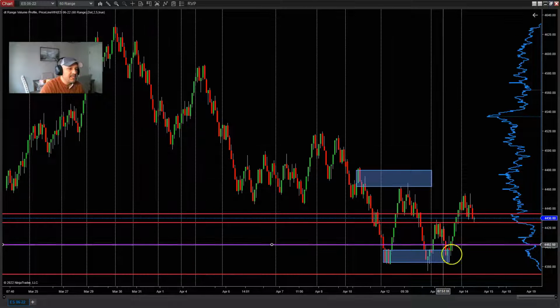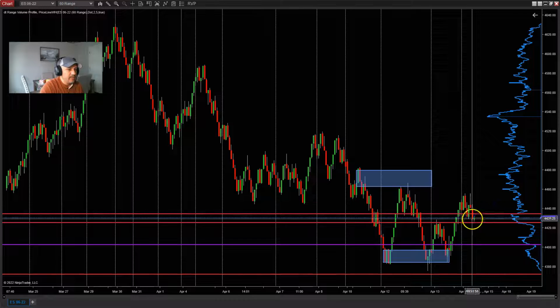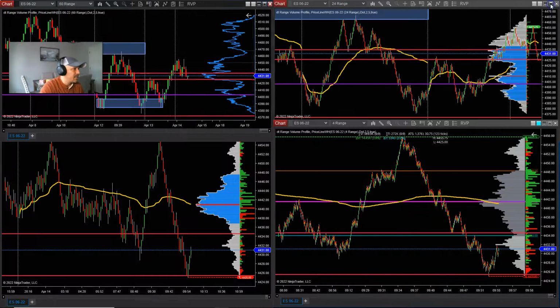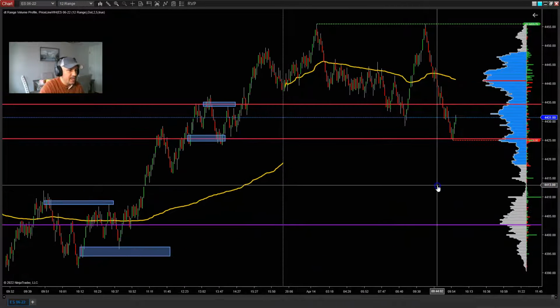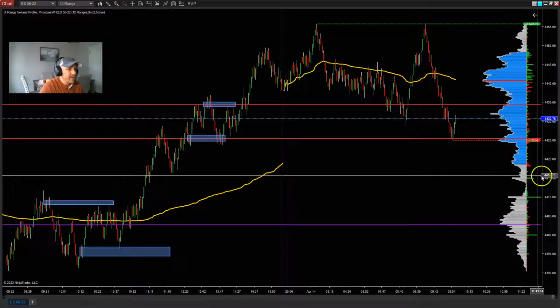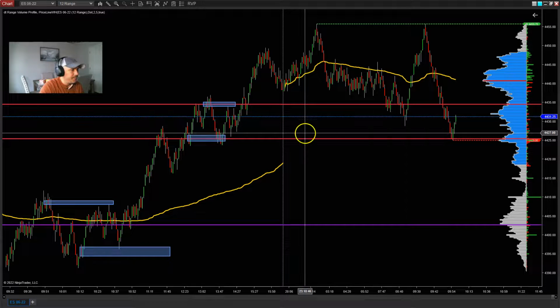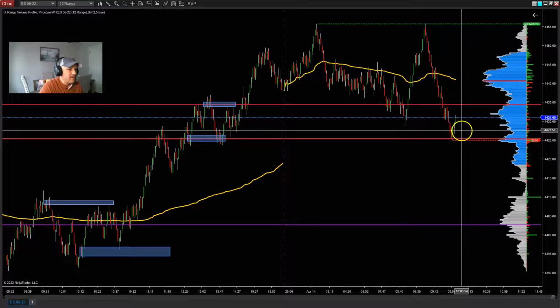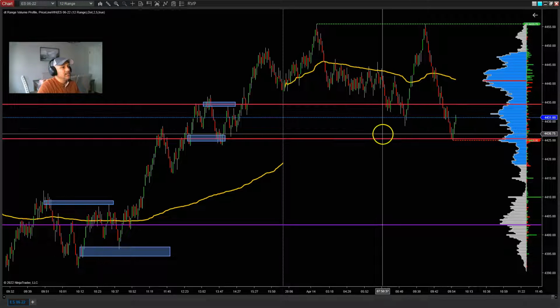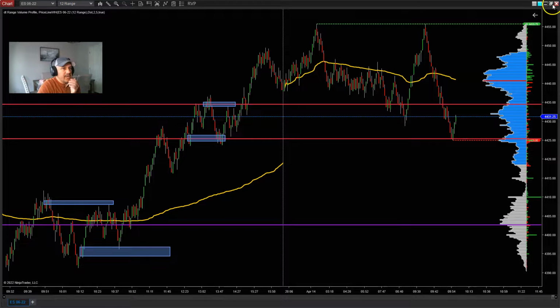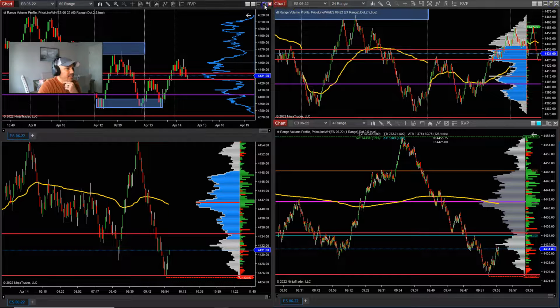So right now, price is at a key area of support. You can see it right here. It is kind of bouncing. So we'll take a look at the 12 range chart and just see what we've got going on here. What I want to see now is price breaking structure to the upside. All right. So, let me look at the 60 range again.